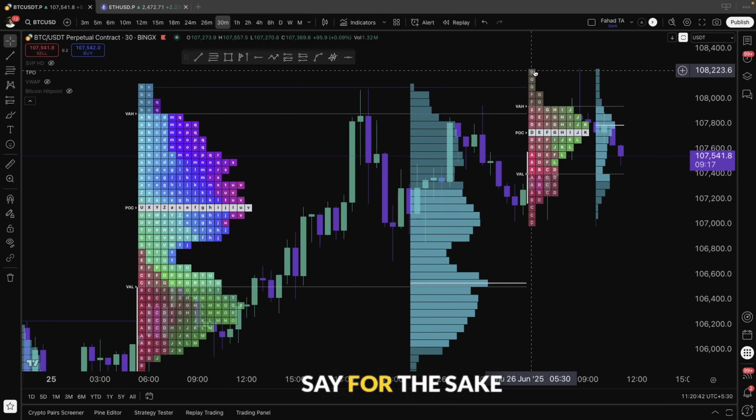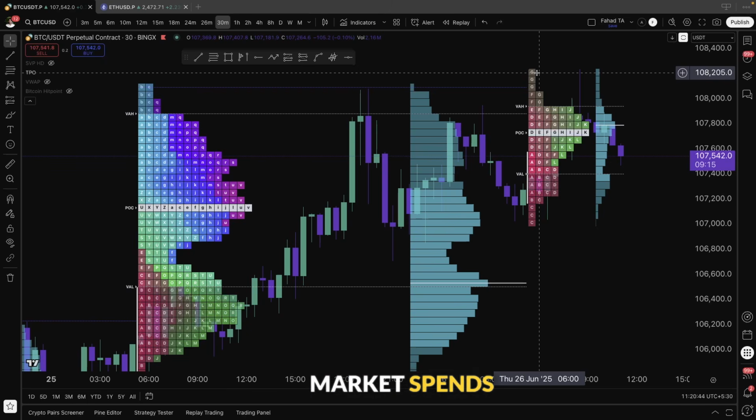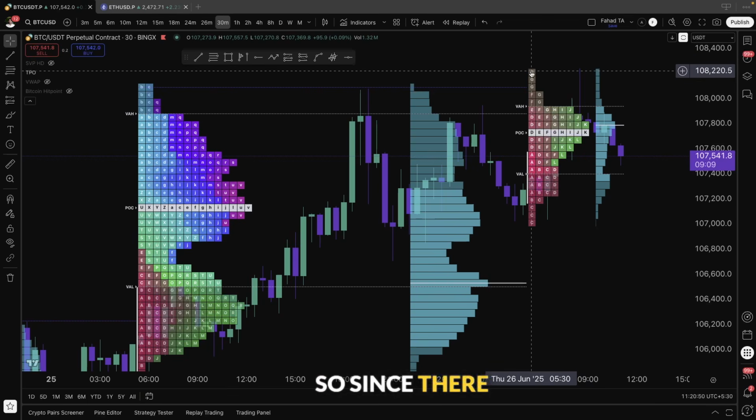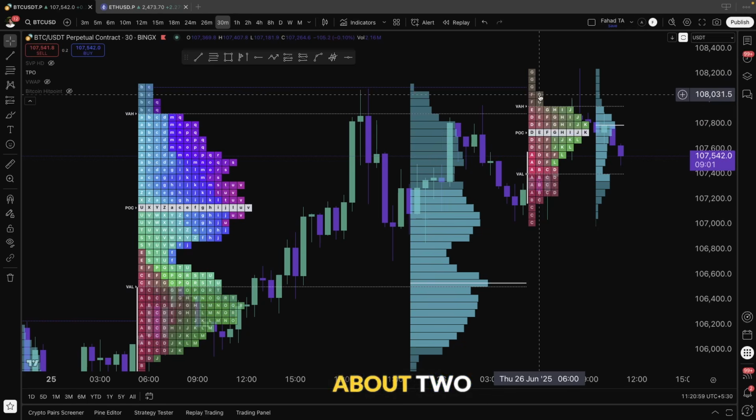So let's say, for the sake of example, if the market spends 5 minutes at a particular price, a new block is added. Alright, so since there is just a single block here, that means that the market has spent less than 5 minutes at around 108.2. Alright, you get to see about 2 blocks at 108 exactly. So now you can say that the market spent about 10 minutes just at this particular price.